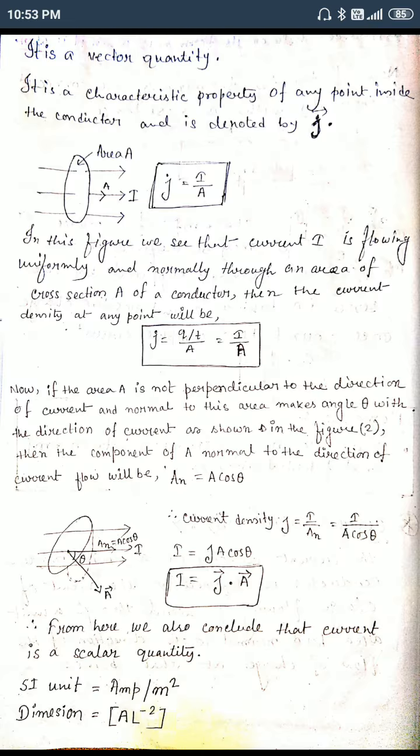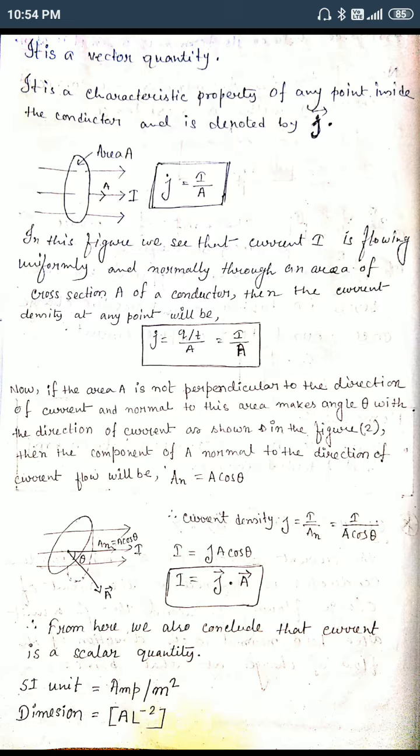Clear? Okay, so what is the SI unit of current density? j equals I by A, so ampere per meter square. So the SI unit is ampere per meter square. And if we find the dimension, ampere is represented by A, and meter represents length, that is L square, so A L to the power minus 2. This is the dimension of current density. Clear? So current density we calculate at a particular point inside a conductor.